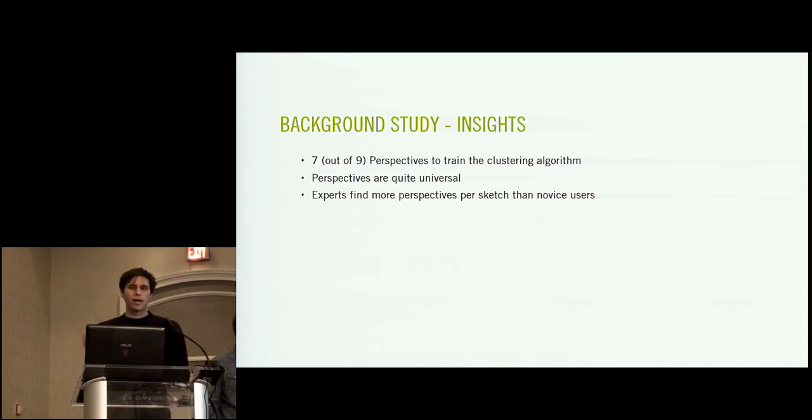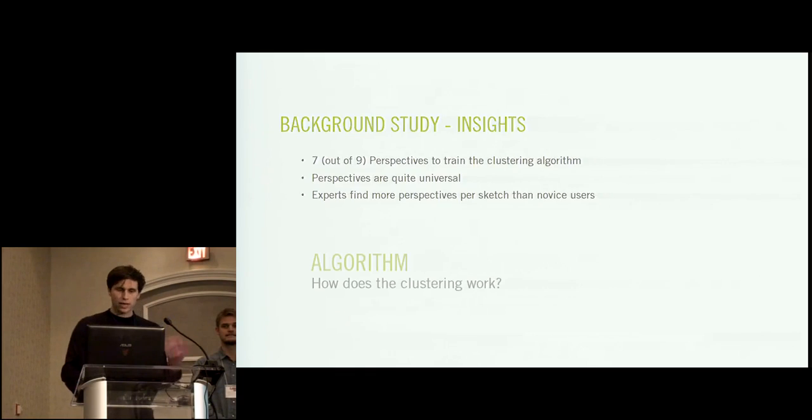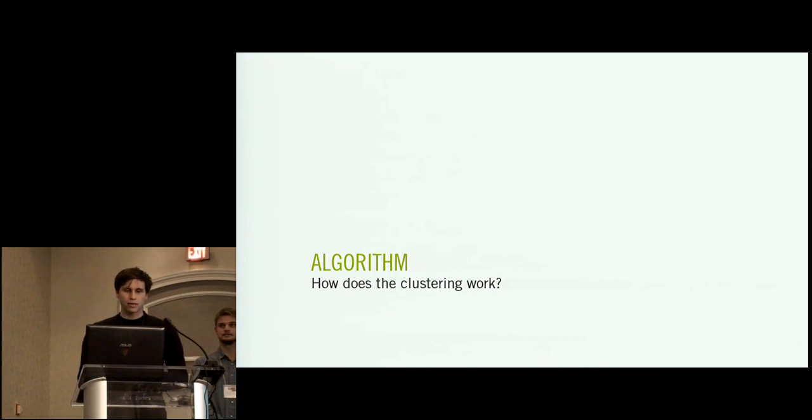So to summarize our background study, we gained 7 perspectives to train our clustering algorithm from. We also found, which was quite pleasing, that perspectives are quite universal, so they fit into multiple categories. And we also saw that experts are actually finding more perspectives than novice users, giving us a proof that this is important to tackle. And now I'll hand over to Martin, who will explain the algorithm in detail.